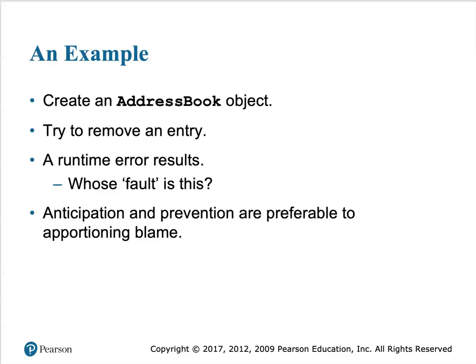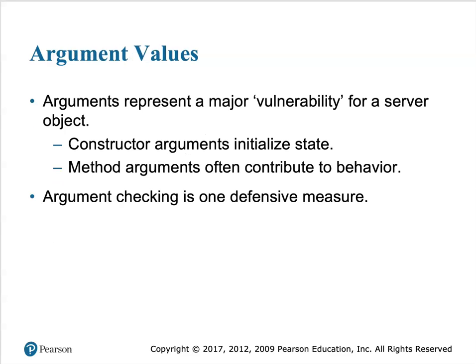A much more useful solution, rather than having programming teams pointing fingers, is to realize that there is a potential problem here and try to prevent the problem from occurring. So let's look at the values that are being passed in. The values are a potential point of vulnerability for the server. That could be the constructor for the object, or it could be method arguments.